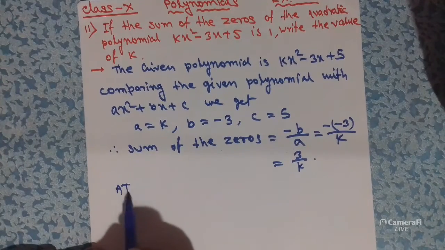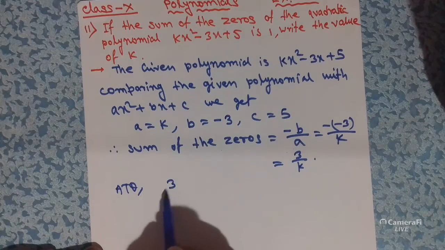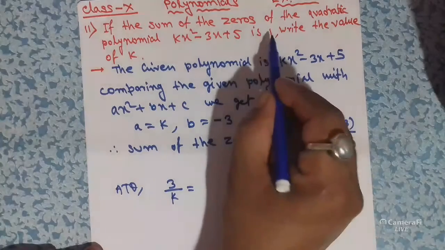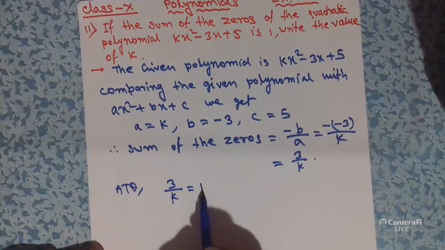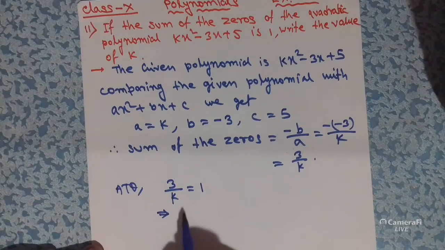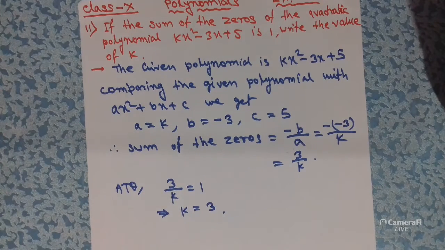Now according to question, sum of the zeros is 1. So we have to write 3 by k is equals to 1. So this implies k is equals to 3. Understood everyone?